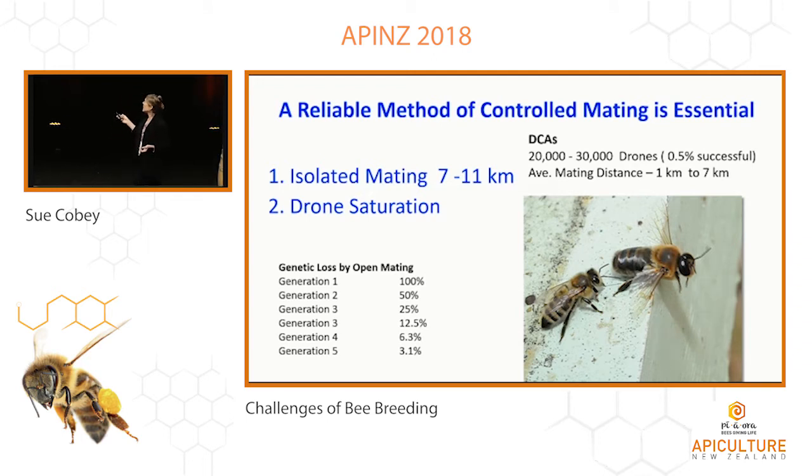If you're doing isolated mating, you want to do that within about 7 to 11 kilometers. About 11 kilometers, if you put drone sources and queen sources apart, they have a harder time finding each other. So that's a fair distance. Drone saturation is usually 1 or 2 kilometers, and you want to surround that in every direction because those drones are coming from lots of different places.